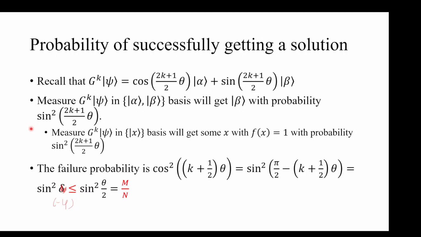Also it's easy to see that if M over N is, say, a constant, if this thing doesn't go to 0, then this means that there are a lot of marked items, and you can basically just solve this by a classical algorithm, just keep doing random sampling. And that's the probability of success. You see that it's pretty high.